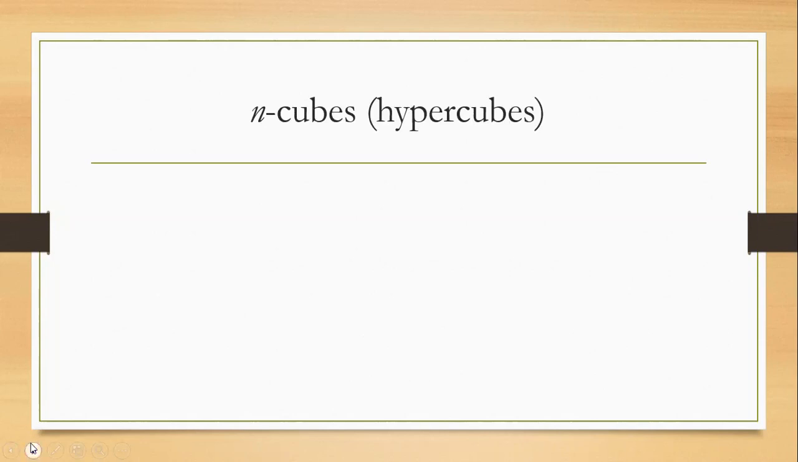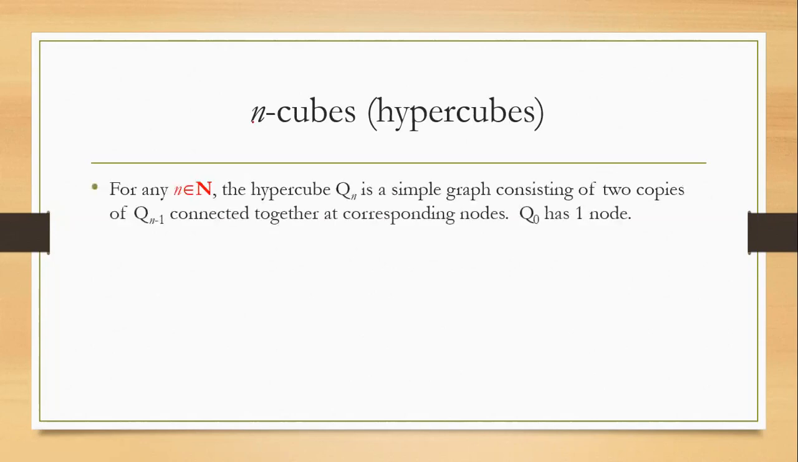Now what is that? For any n belonging to the natural numbers, the hypercube Qn, so this hypercube graph is denoted by capital letter Q and n, is a simple graph consisting of two copies of Qn minus 1 connected together at corresponding nodes. Q0 has one node.